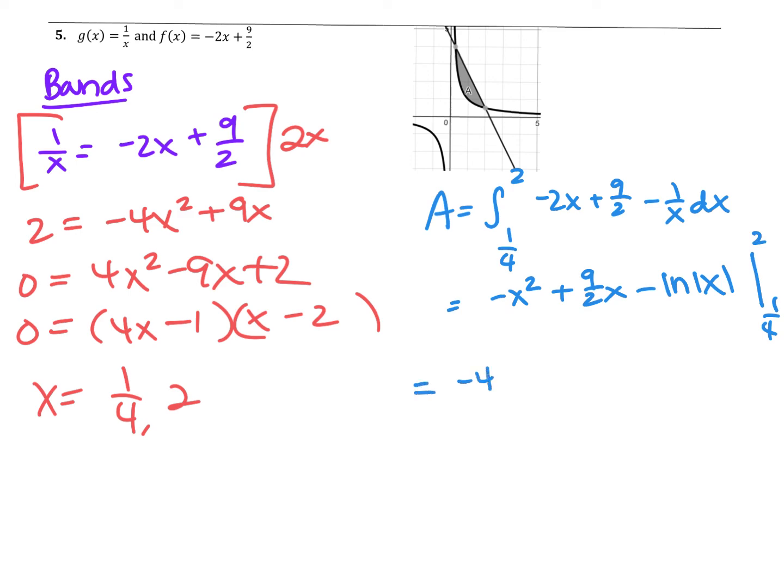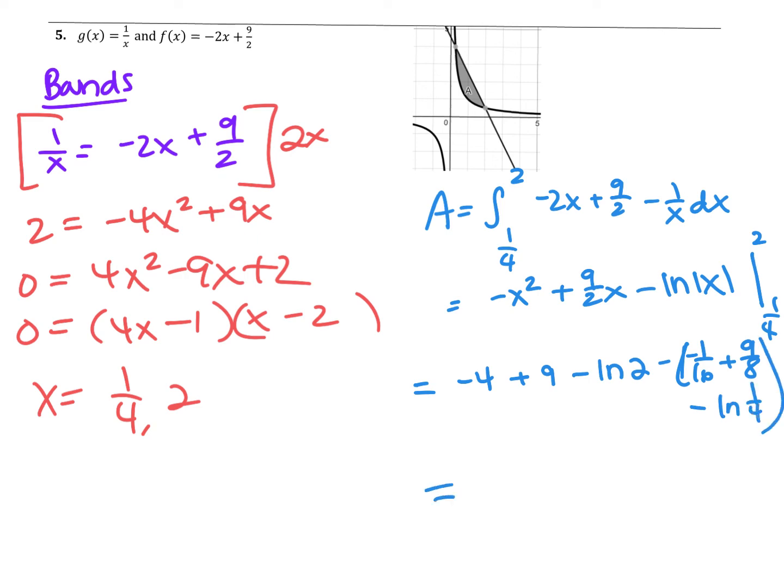If we plug in 2, we're going to get -4 plus 9 minus natural log of 2. I can drop the absolute value because 2 is positive. This minus, if I plug in 1/4, I'm going to get -1/16 plus 9/8 minus natural log of 1/4. And this could be simplified more.